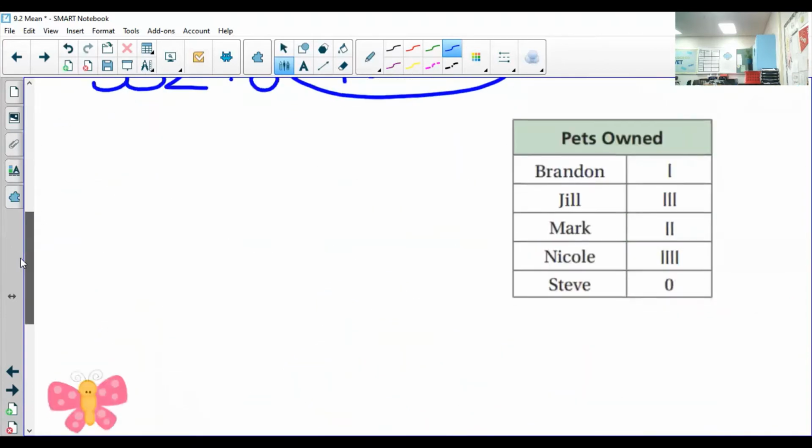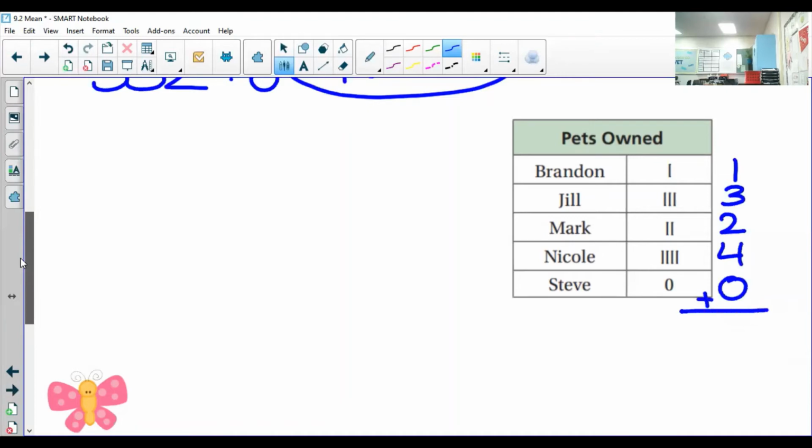Let's try another one. Here, we're talking about pets again. How many pets do people own? This time you see we have tallies here. So I'm going to write the numbers off to the side. 1, that's 3, 2, 4, and 0.